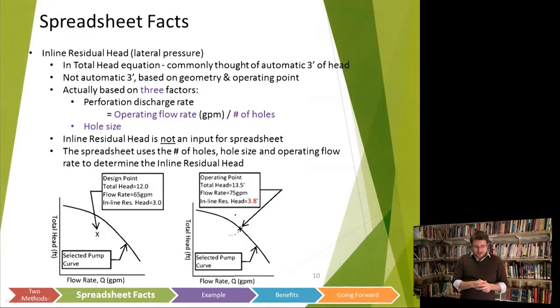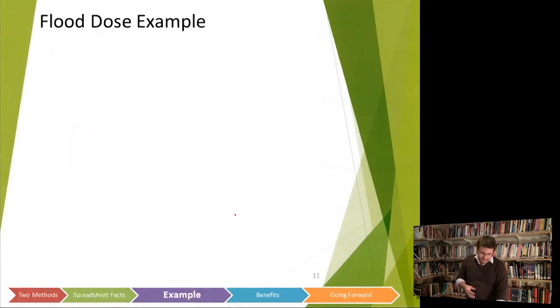So if someone with the design point method put 3 foot of head into their total head equation but didn't actually find the operating point, then it's guaranteed that their inline residual head is not correct. And so that's another power of the spreadsheet, is that it'll tell you what the true inline residual head is, and it'll allow the regulator to say, yes, that's acceptable. It'll allow the designer to say, I want that or I don't want that, I want to change that, and it actually analyzes it truly.